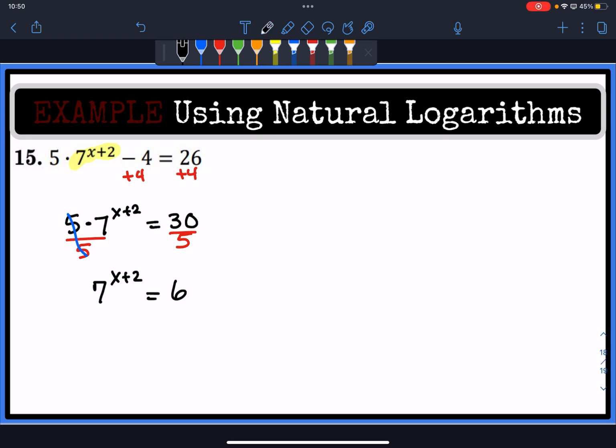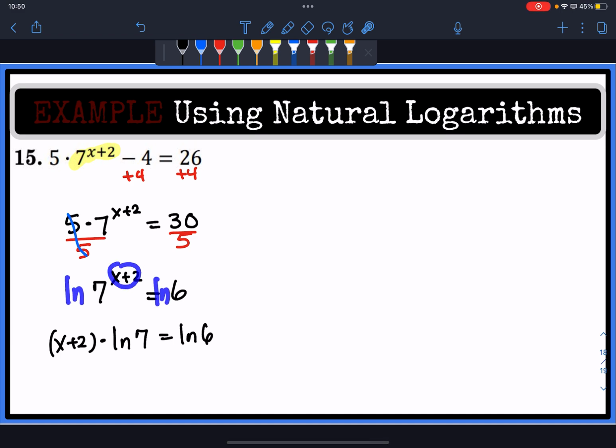Now if I take the natural log of both sides, we end up with x plus 2 pulled to the front times the natural log of 7 equals the natural log of 6. I kind of did 2 steps at once. I took the ln of both sides and automatically pulled this to the front, and that's how I got that. And of course, the right side is just the natural log of 6. So here, I would start by dividing by the natural log of 7 so I can isolate the parentheses part.